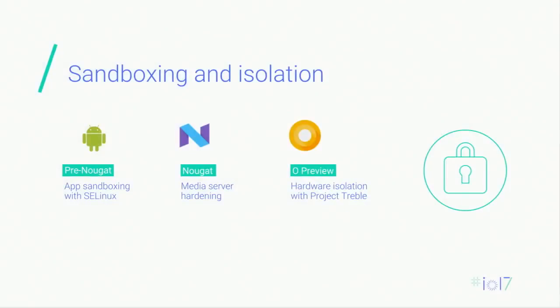In Android Nougat, we applied these same sandboxing principles to the media server to significantly harden it. And now in Android O, with Project Treble, we are taking isolation to the next level by putting device-specific vendor components into their own sandboxes. So how are we doing there?